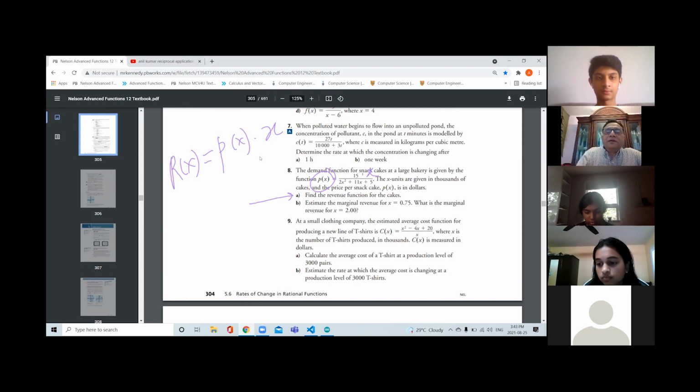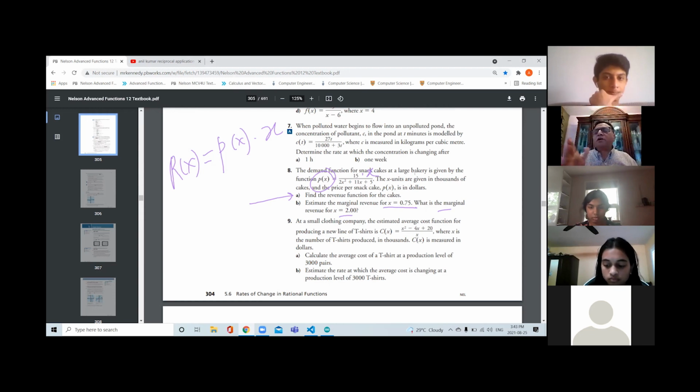Second, estimate marginal revenue for X equals 0.75. Now, what is the marginal revenue for this? First thing is, what is marginal revenue? This is also very tricky. You need to understand, and I hope it was explained in the chapter. Marginal revenue is like this. Let us say I'm selling t-shirts for, let us say, $10 each. I must be making some profit.